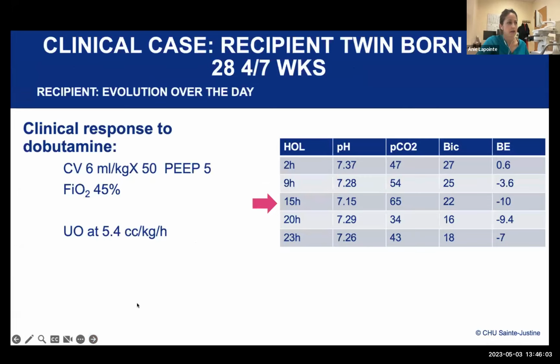The clinical response to dobutamine was good. Ventilation was easy with a PEEP decreased to 5. FiO2 requirement went back to 45%, and urine output increased to 5.4 cc per kilo per hour. The blood gases also improved over time. Here was the start of the dobutamine.